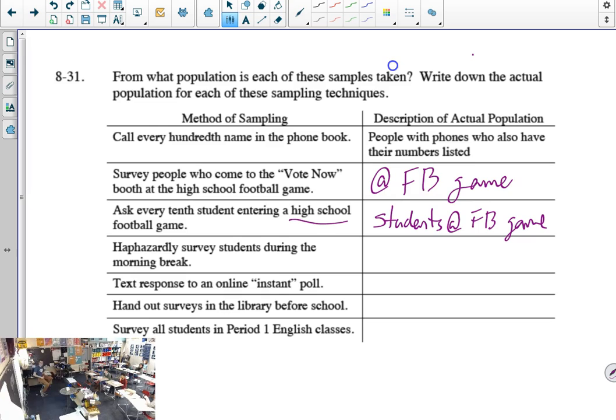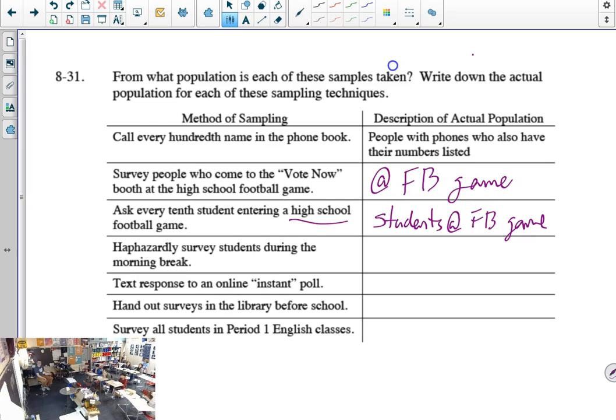Haphazardly, such a great word. Haphazardly survey students during the morning break. It means without any order or system, you just kind of willy nilly. If you've ever heard willy nilly, there's another good one. Alana, what do you think? What is your population then? The big group that you're pulling from. Yeah, just students, right? Because it's at break, we're just randomly, we don't even know where we are, so just students. That would be our population there.